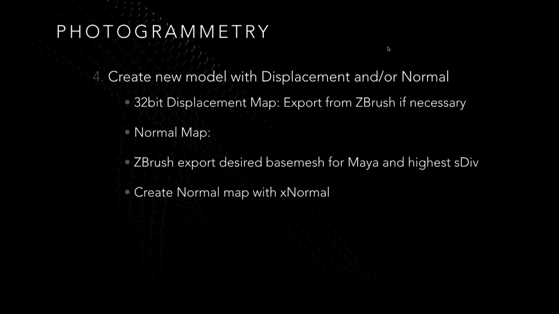And then now I have my model, and I can create the normal map. And so the normal map, I create an XNormal. So that means that if I'm creating a displacement map, as you all would know, 32-bit displacement export from ZBrush. If it's a normal map, I export the SDiv1, which is 19,000 polys for this asset. I export the SDiv5, which is 5 million polys. So I have the low-res mesh and the high-res mesh.